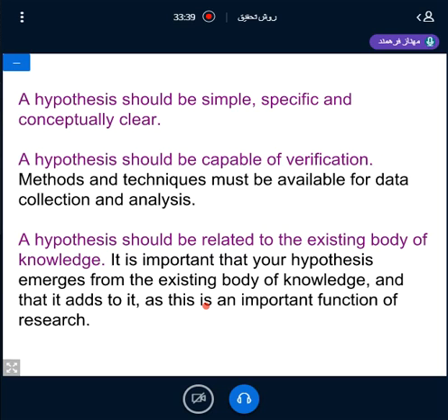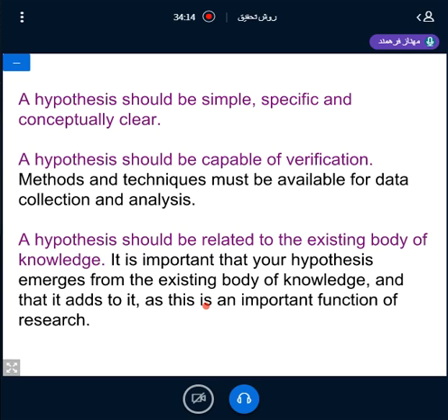So these purple lines are the important characteristics of a hypothesis. First of all, it must be simple, specific, and conceptually clear. And number two, a hypothesis should be capable of verification. Methods and techniques must be available for data collection and analysis. So we say this characteristic is capable of verification.